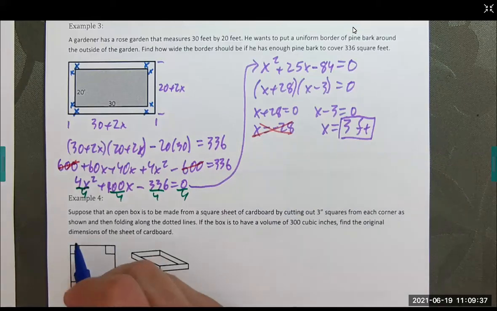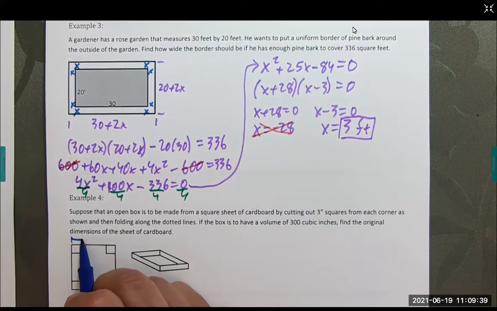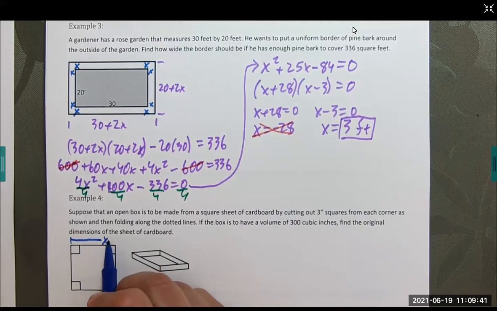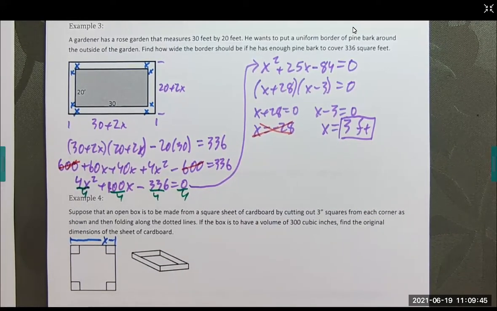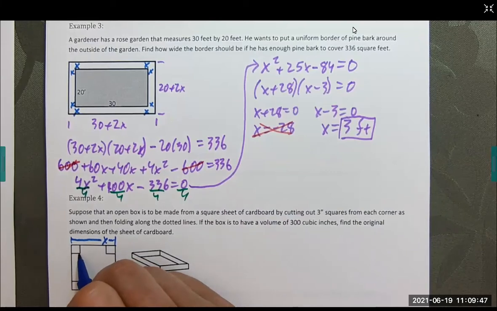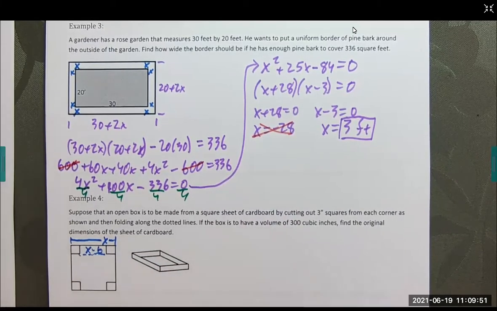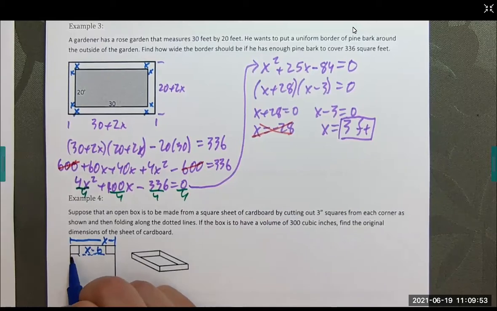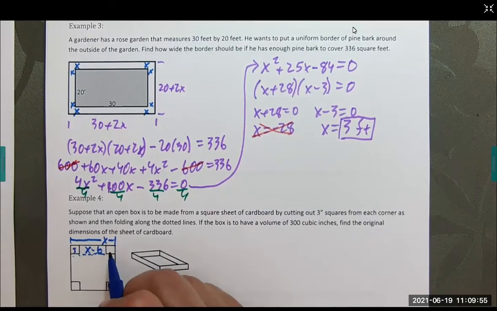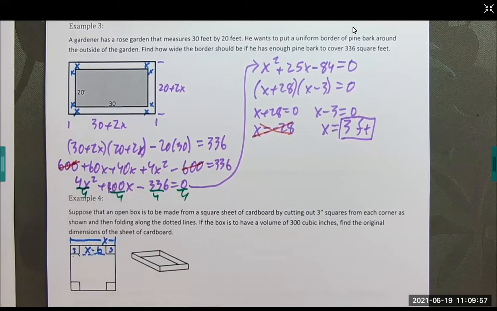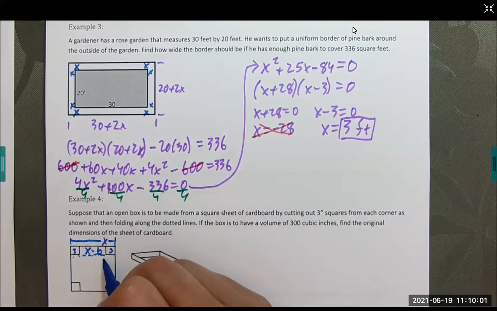So if I call this length here x, this distance here is x minus 6, right? Because these are 3, 3, and 3. So this inside part here would be x minus 6. It'd be the same for these.